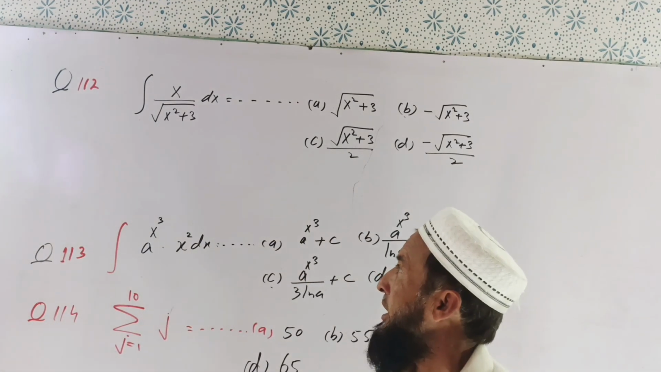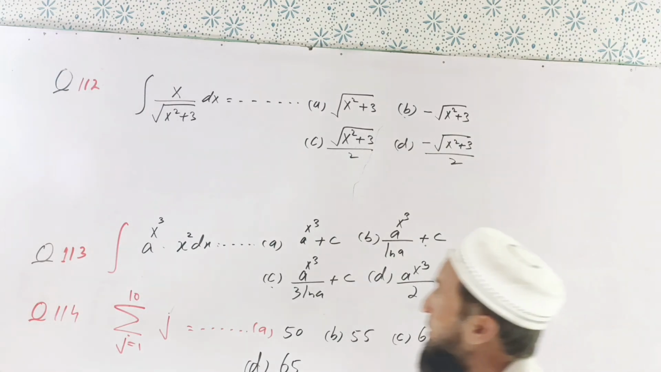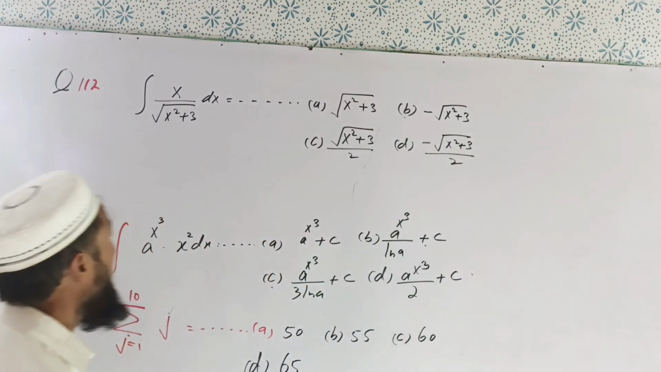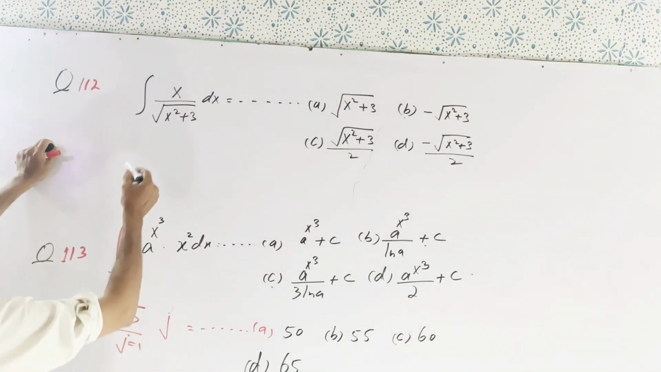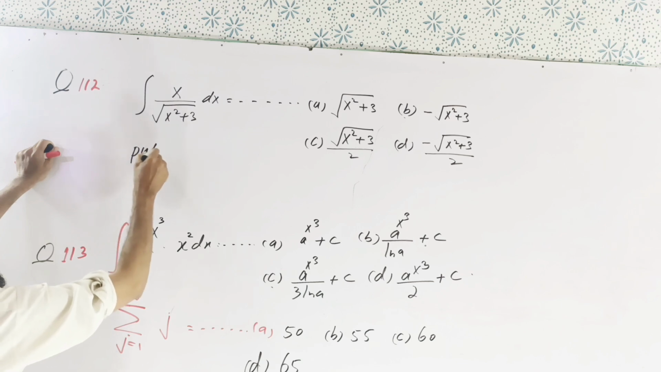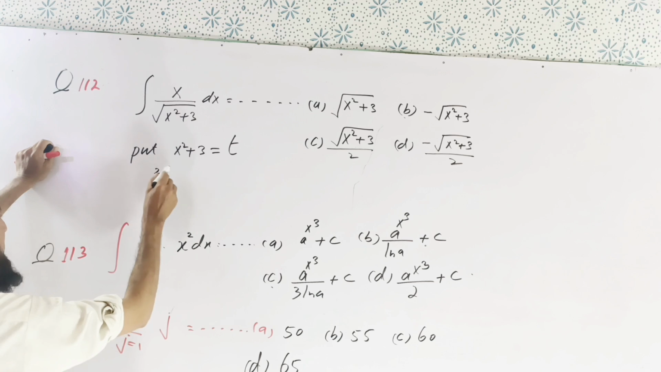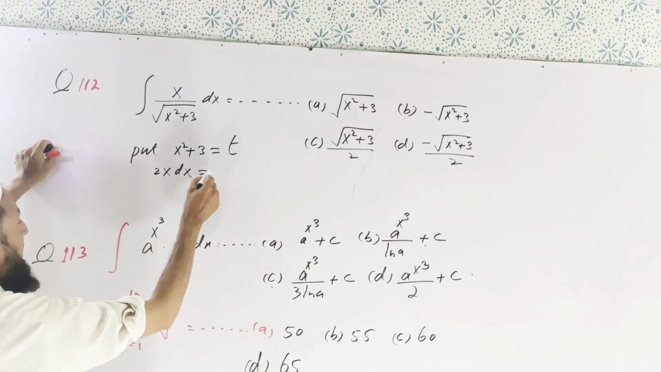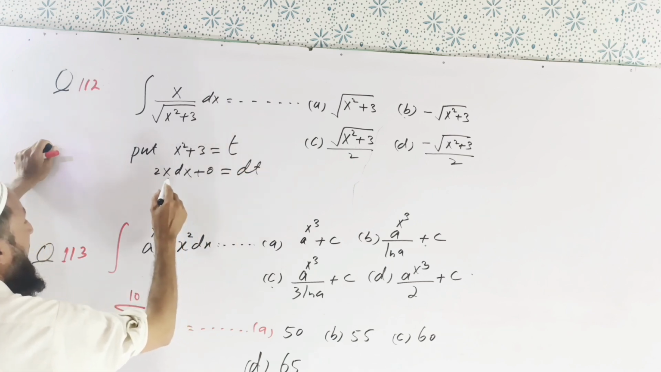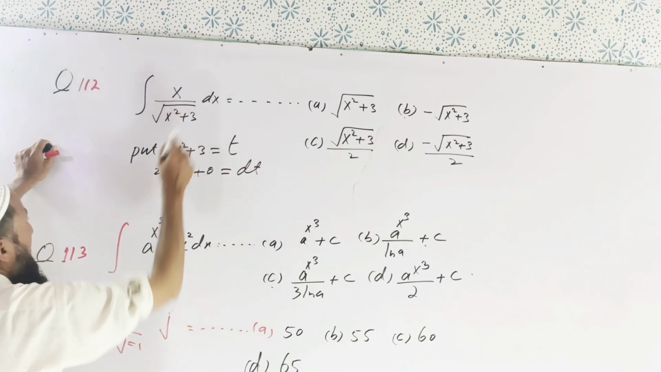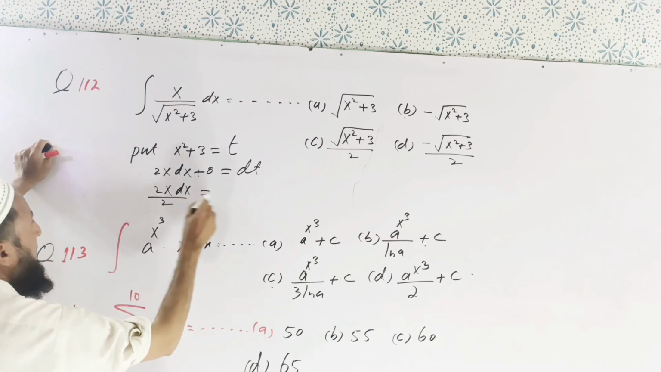Dear students, the topic of integration is very interesting. Question number 112: here x times the square root of (x square plus 3) is given. Suppose we use the substitution method. Let x square plus 3 be equal to t. Differentiating with respect to x on both sides, 2x dx equals dt, since the derivative of 3 is 0. We require x dx, so dividing both sides by 2.